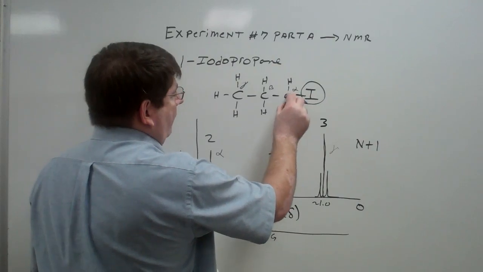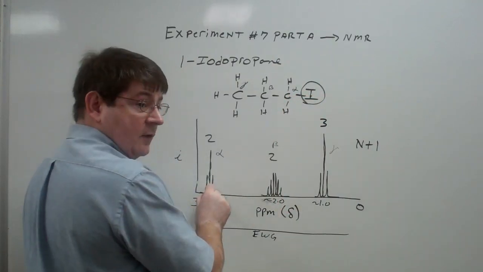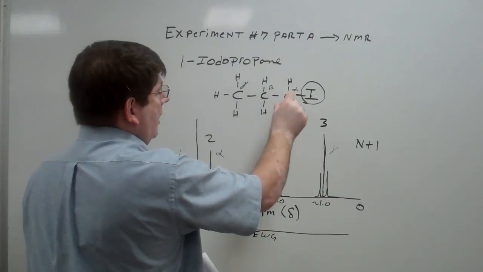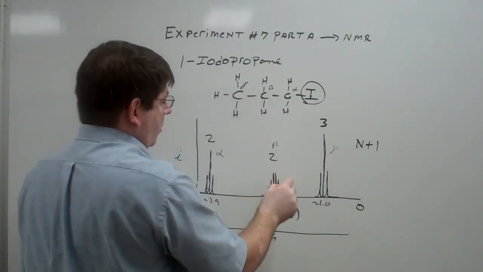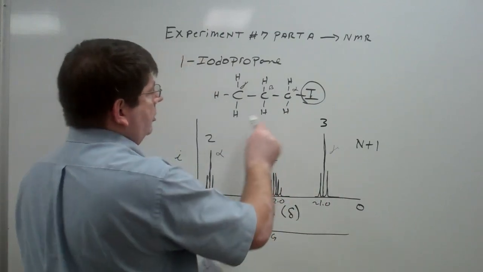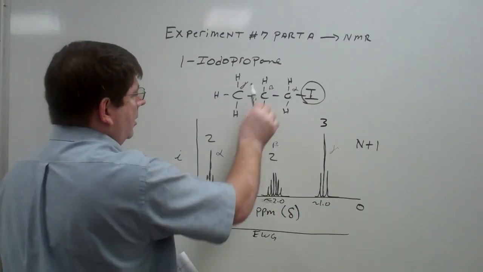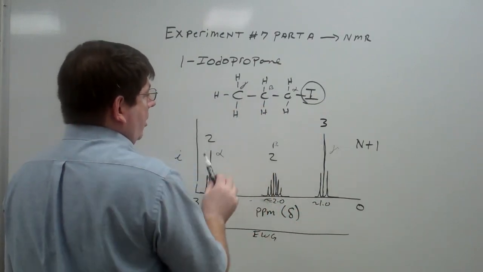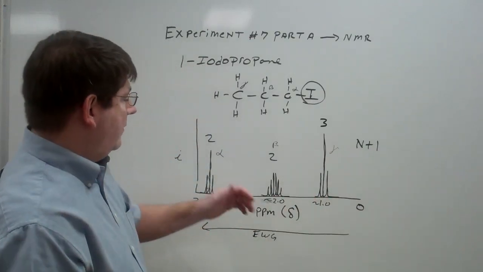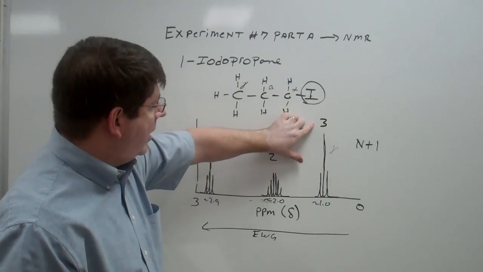And since alpha is directly connected to the electron withdrawing group, it appears the furthest downfield. Beta is closer to the iodine than is gamma, and that's why beta still appears a little further downfield than gamma. So the closer you are to an electron withdrawing group, the further downfield you're going to be. The further away you are from an electron withdrawing group, the more upfield you're going to be. Okay, so we have downfield, upfield, splitting patterns, integrations.